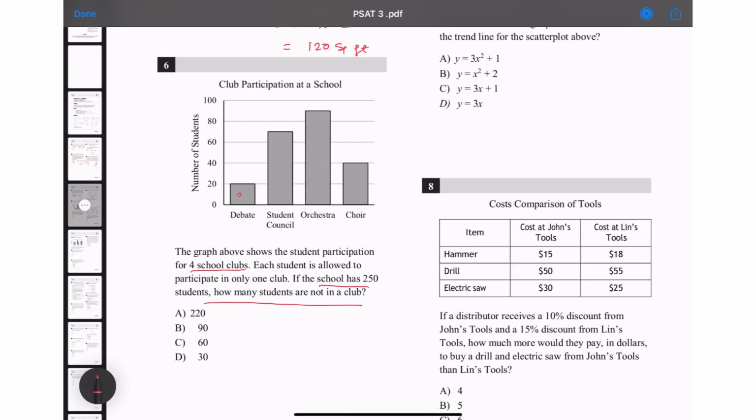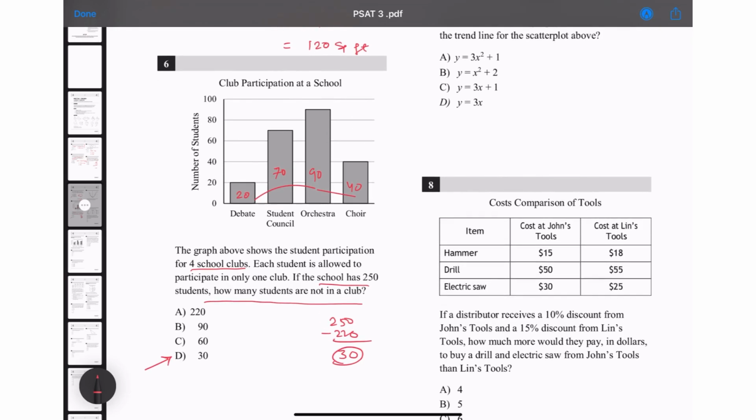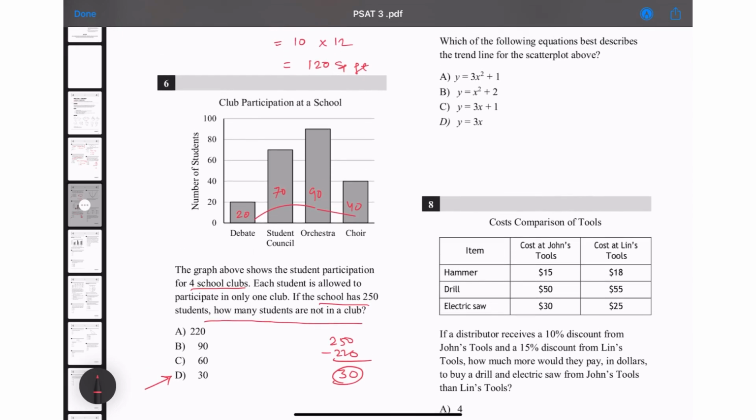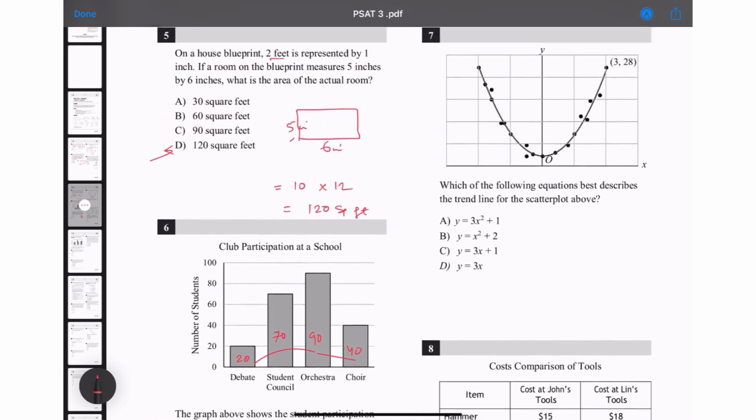First of all, see how many are there. These are 20, debate is 20, student council is around 70, then this is around 90, and this is 40. So 70 plus 20 is 90, 180 plus 40 gives you 220. So 220 are there. How many are not? Out of 250, we just subtract 220 and get 30 as the required answer. So always keep an eye on what is asked, because if you miss that, you might mark 220, that is option A, which is wrong.